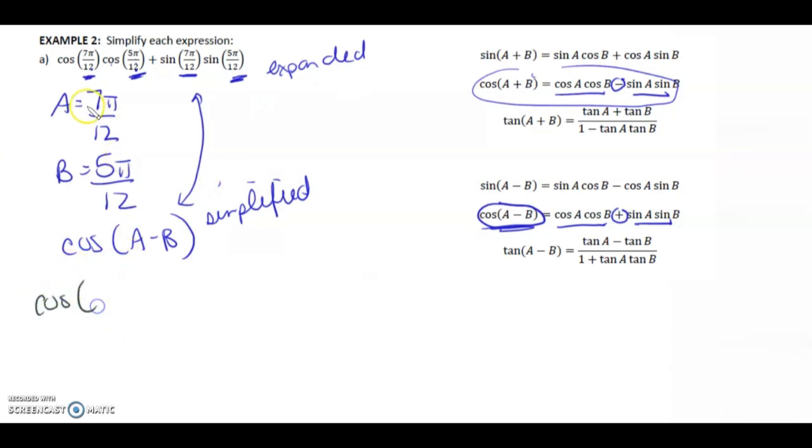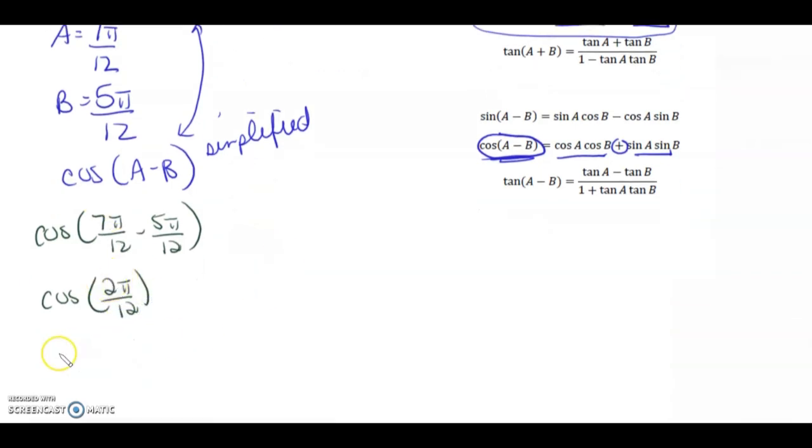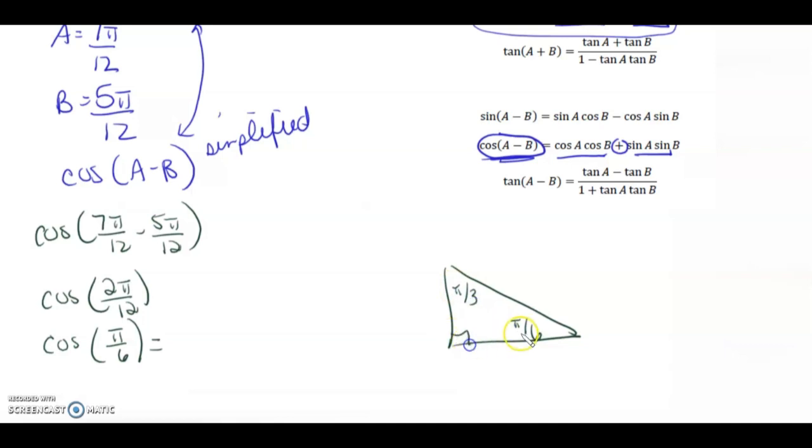So cos of 7 pi by 12 minus 5 pi by 12, which gives us cos of 2 pi by 12, which simplifies to cos of pi by 6. And for cos of pi by 6, first quadrant, we're simply looking at the special triangle, and we're going to have 1, 2, root 3. Cos of pi by 6 is adjacent over hypotenuse. I get root 3 over 2.